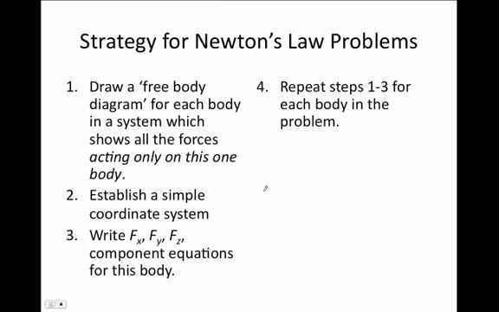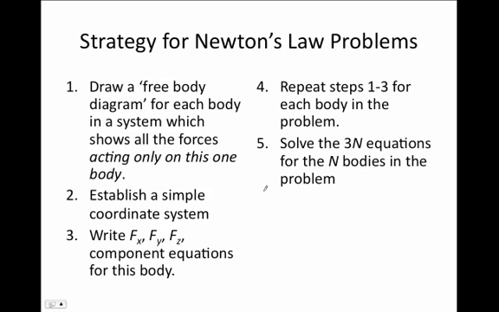And then, if there are a lot of bodies in the system, let's say there are n bodies in the system, you have to repeat this process, steps 1 through 3, for each body in the system. So for body number 2, you have to write down a little diagram that shows all the forces acting on body number 2. Again, think about a coordinate system for that one, and write down a Newton's second law type of expression for that particular body.